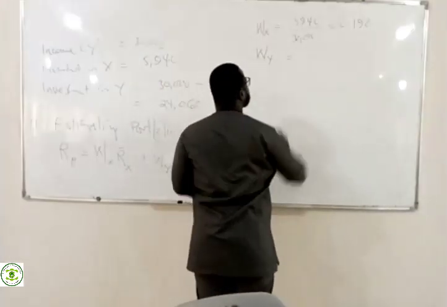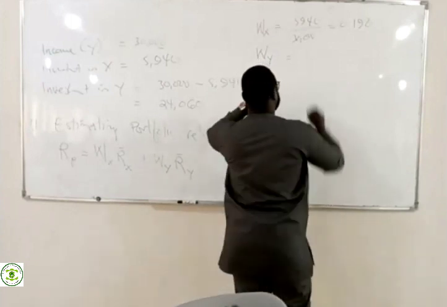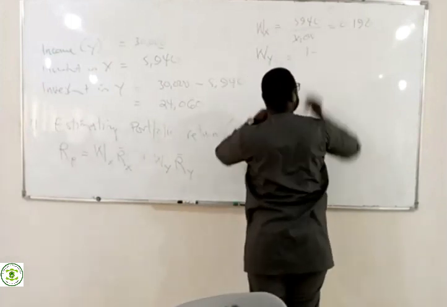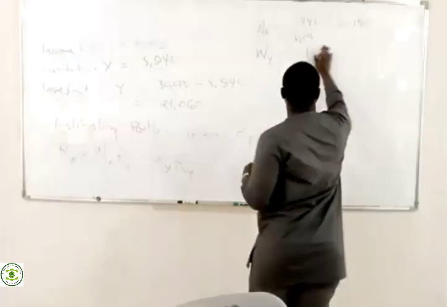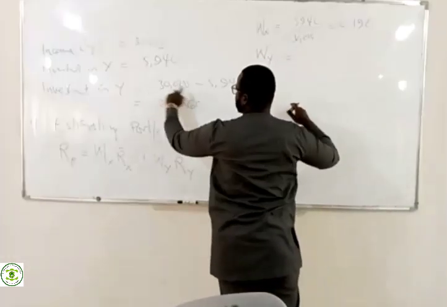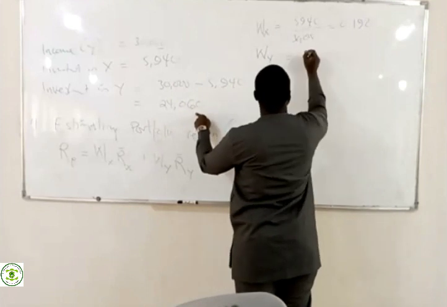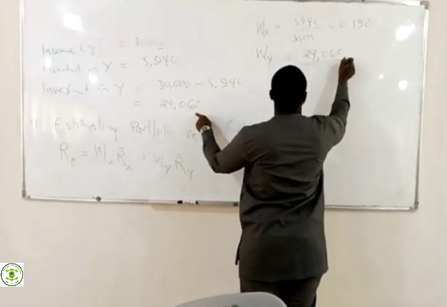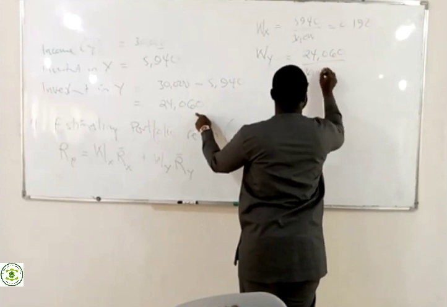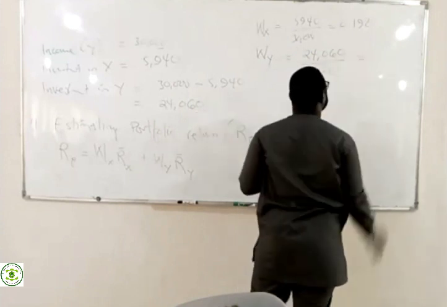So amount invested in Y. If you want, you can just put 1 minus this one. It will be the same thing. But let's just follow this one. So it is 24,060 all over 30,000.